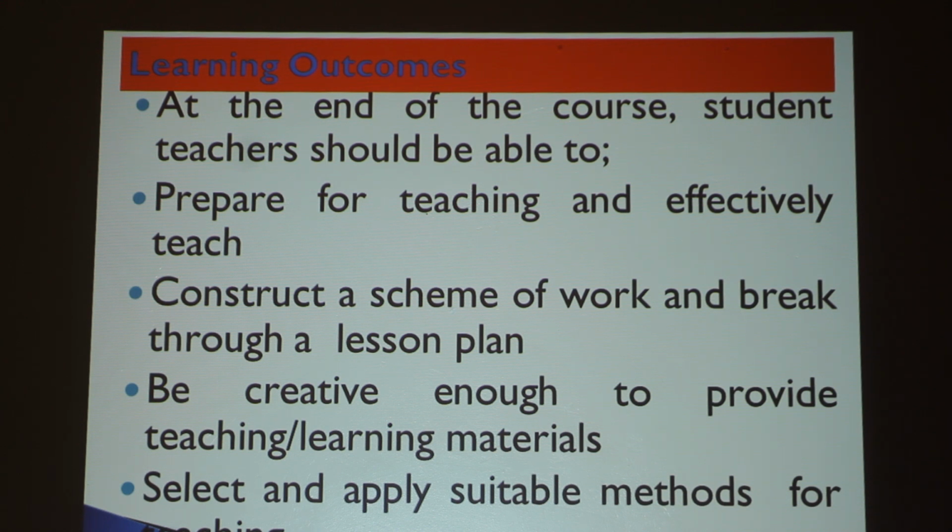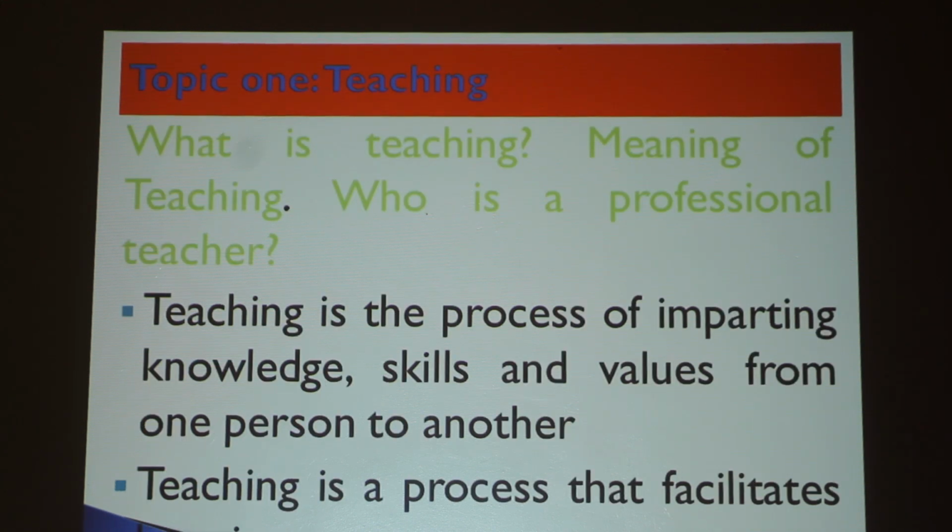Another learning outcome is that you should be able to select. Selection is one thing. Apply the suitable method for teaching. You can select a correct method, but use it wrongly. So at the end of this course unit, these are the outcomes I want you to acquire. We will go straight to our topic.